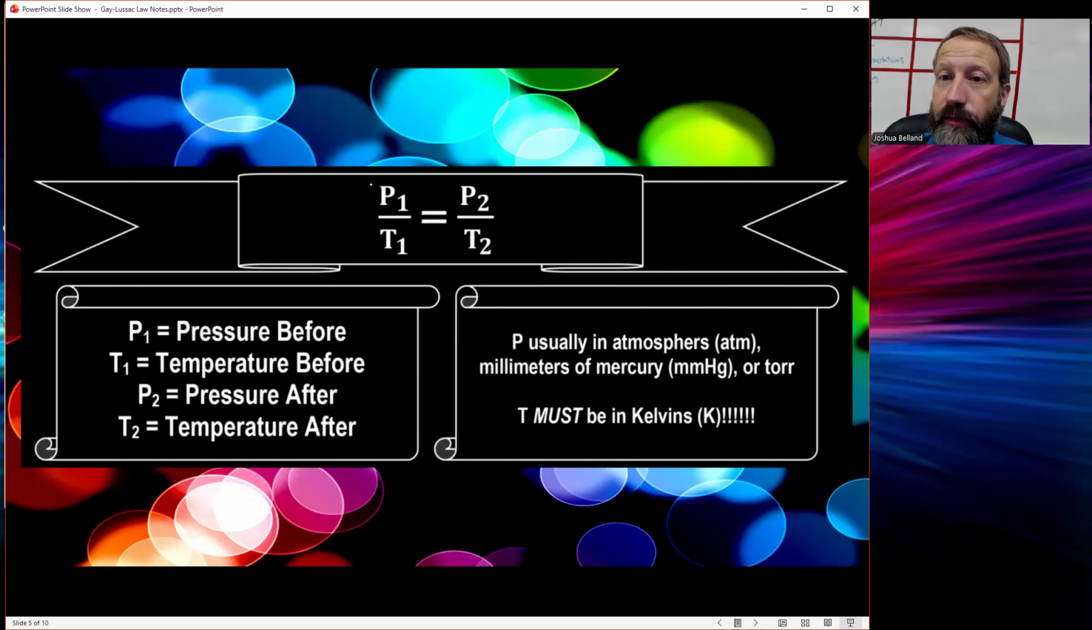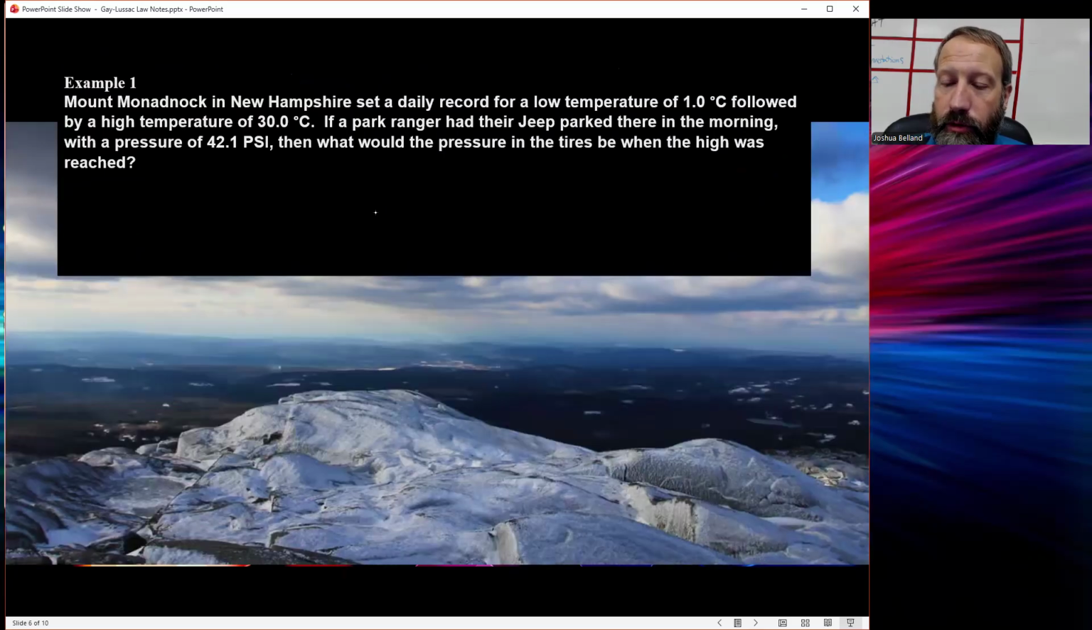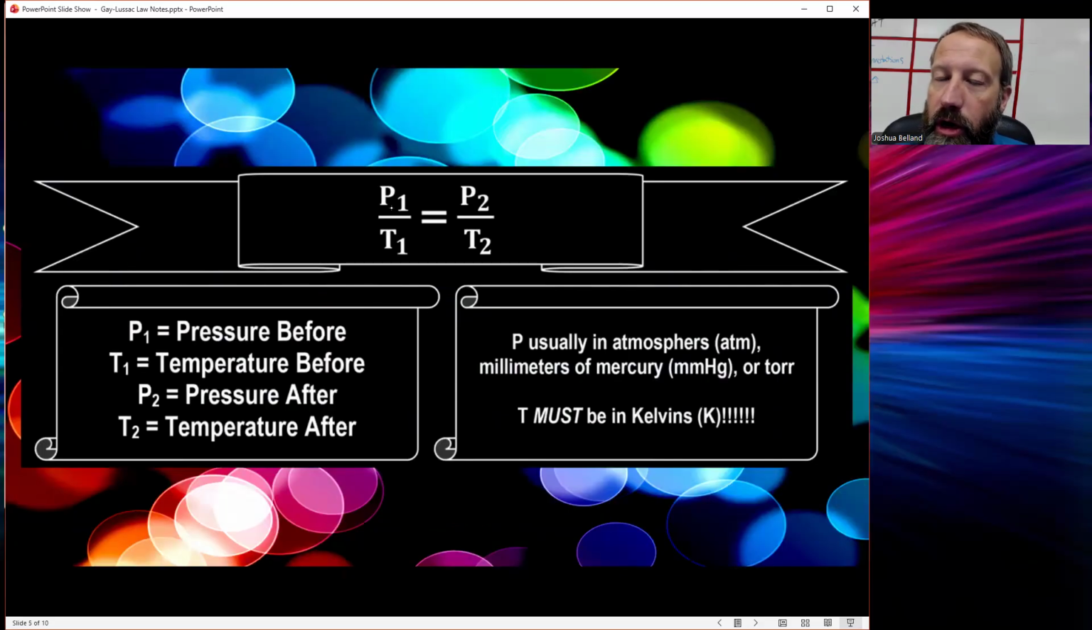We write them for order on this side and this side. That's what we do, okay? So P1, T1, P2, T2. We have a pressure before and a temperature before, pressure after, temperature after. Again, pressures are usually going to be measured in atmospheres or millimeters of mercury, which is the exact same thing as before. We've got two names for the same thing there. Temperature must be in Kelvin.